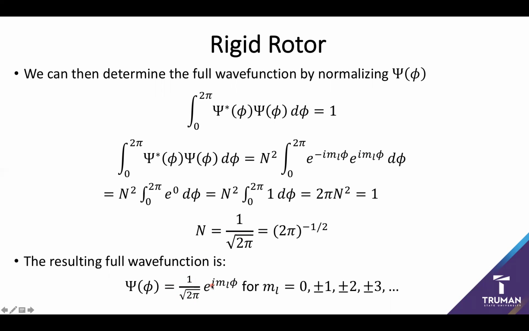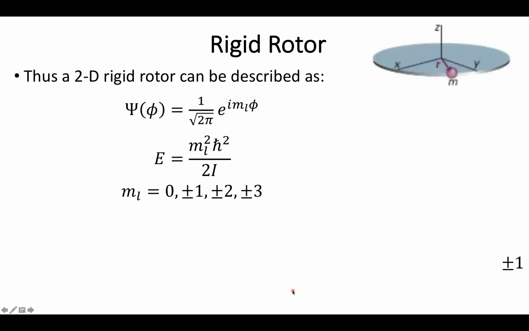So our resulting wave function is, in the general form, just going to be our new normalization constant times the exponential of i times our quantum number times phi. And our quantum number can range over any real integer, positive or negative. So it's quite an impressive little series we have here. So this gives us an actually pretty robust description of 2D rotation by a rigid rotor.